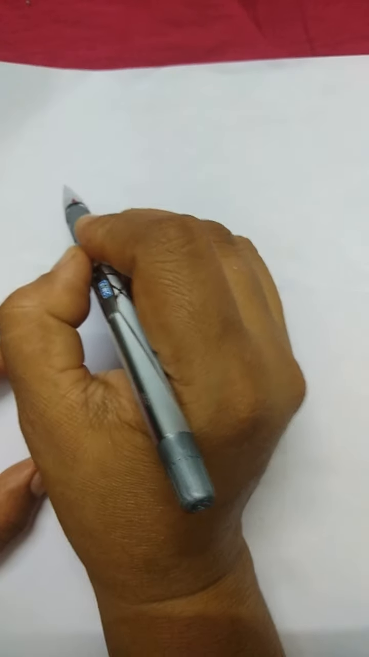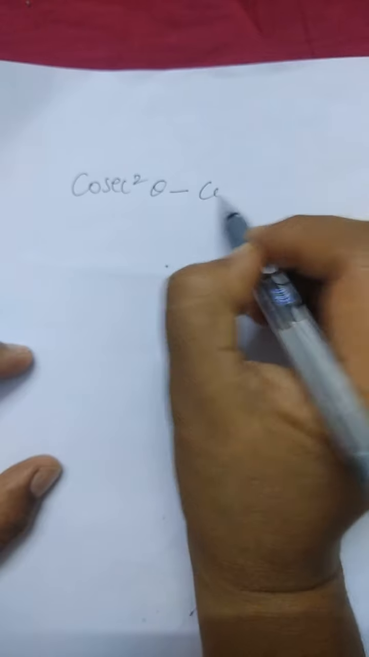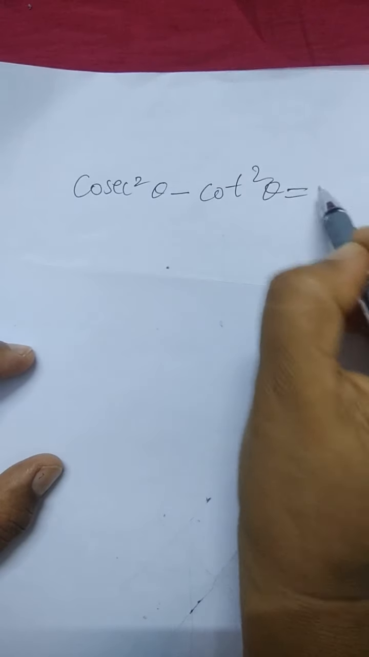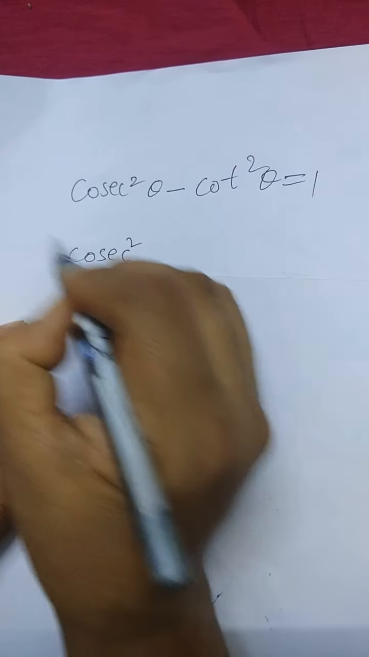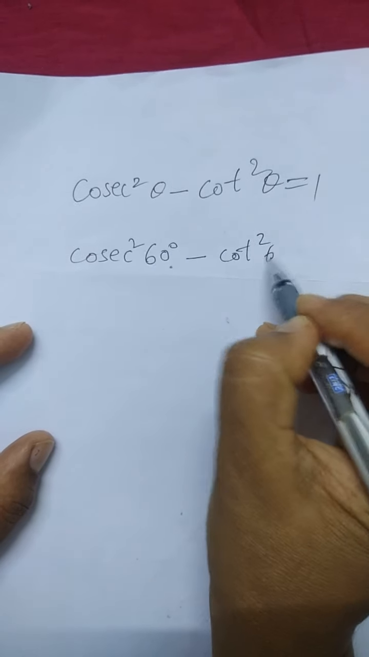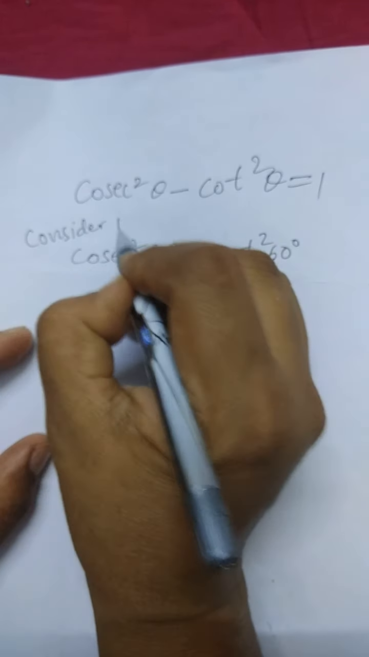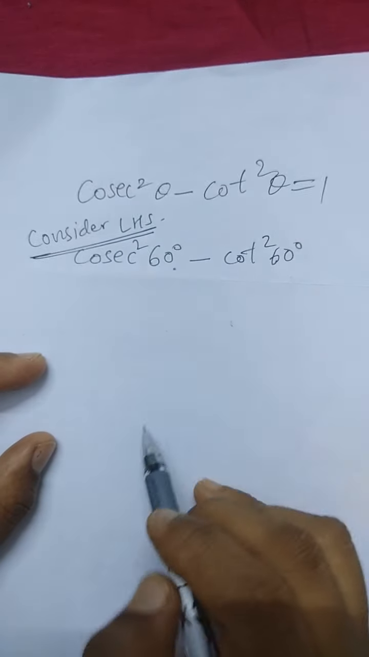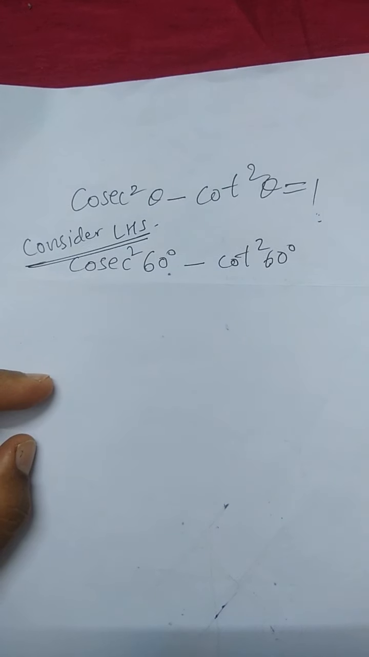Next identity is cosec square theta minus cot square theta equals 1. In this also you can use any value. Suppose cosec square 60 degree minus cot square 60 degree. Consider LHS. Consider LHS means this side, and we will solve and we'll get the answer 1. So cosec 60 degree and cot 60 degree.